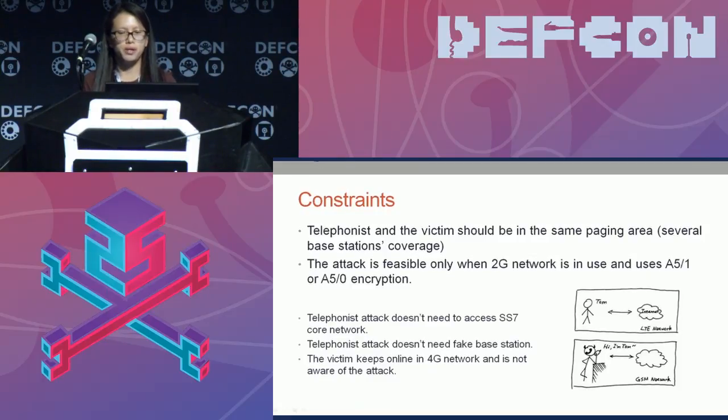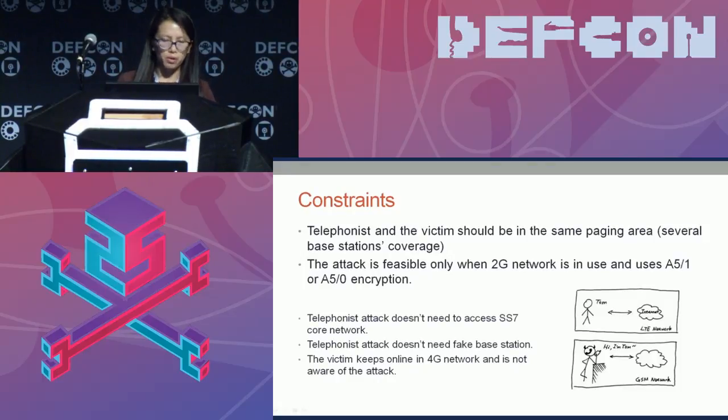Compared with other known exploitations, the Telephonist attack has these features. It doesn't need to access the SS7 core network, and this attack doesn't need a fake base station, so it's quite easy to launch. The victim keeps online in the 4G network and is not aware of this attack, as the pictures shown here.